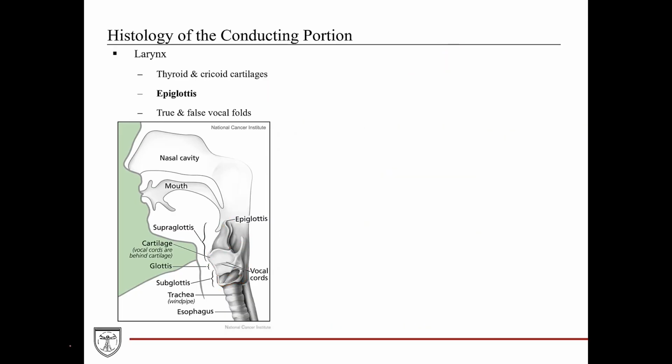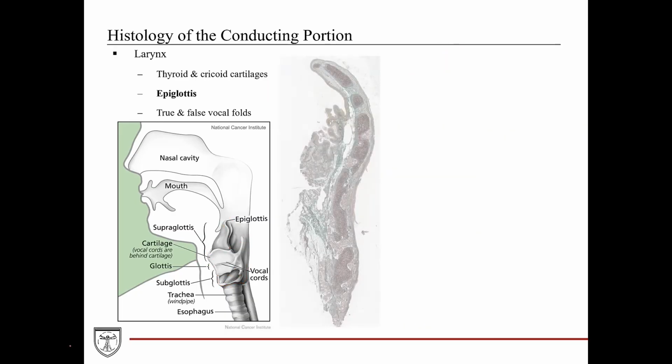Let's first look at the epiglottis in a little more detail. Here's the histology of the epiglottis. From the macroscopic view, we're able to see these plates of cartilage that's forming the core of this structure.